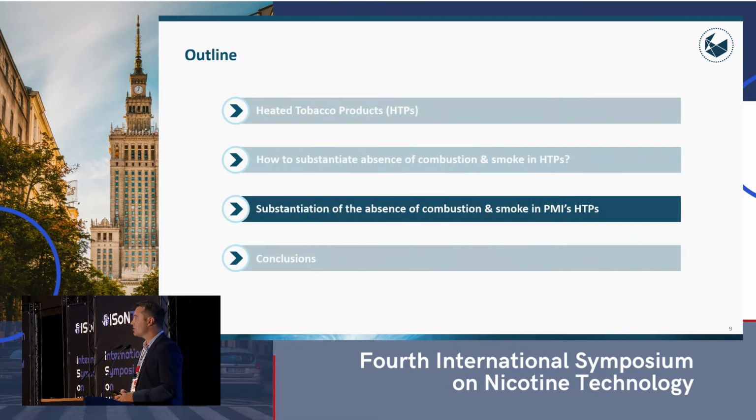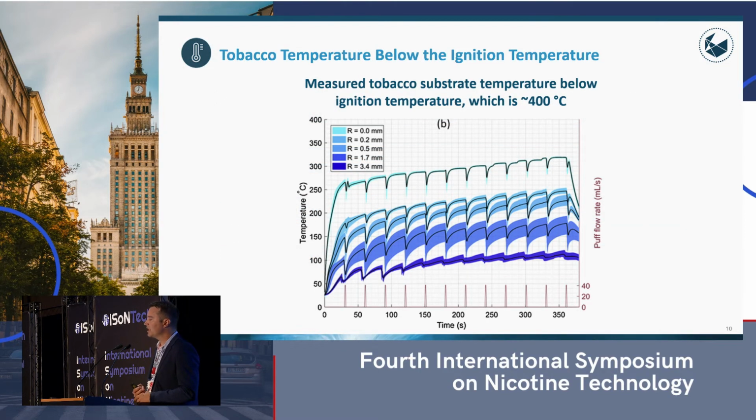So now I'm going to show you how this looks for some of our technologies, for the tobacco heating system. If we start with the temperature, the tobacco used in our heated tobacco products is based on cast leaf tobacco. We have seen that the ignition temperature of this tobacco is around 400 degrees or so.